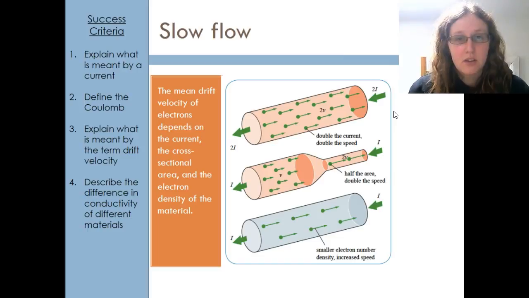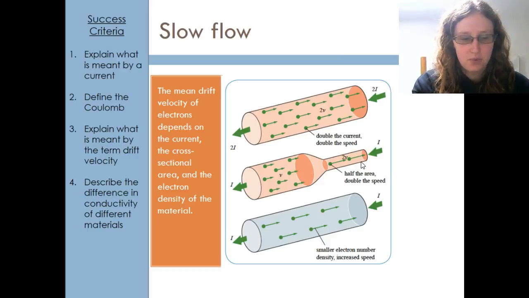Okay, let's have a look at another one. This time, same material, same current, but I'm going to change the cross-sectional area. I'm going to halve the area. What does that do to the velocity?